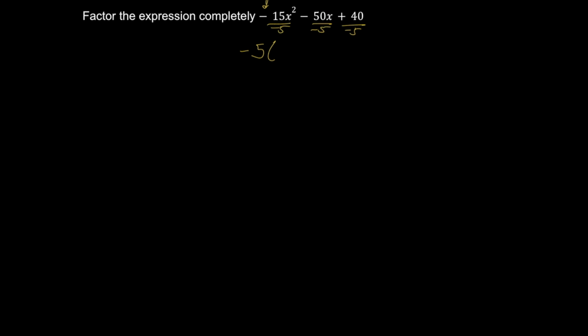If I do that, negative 15 divided by negative 5 is positive 3x squared. Negative 50 divided by negative 5 is positive 10x. And 40 divided by negative 5 is negative 8. Afterwards, we would check to see if there's a common monomial or one of the patterns. However, the first term, 3x squared, 3 is not a perfect square. So it's not a pattern.